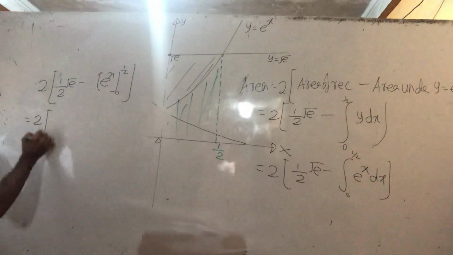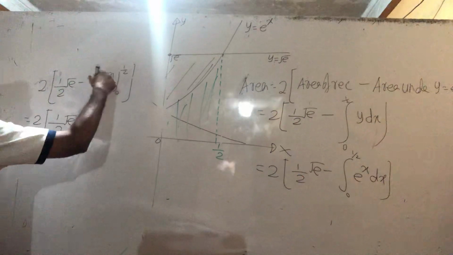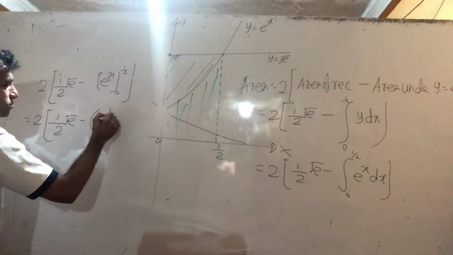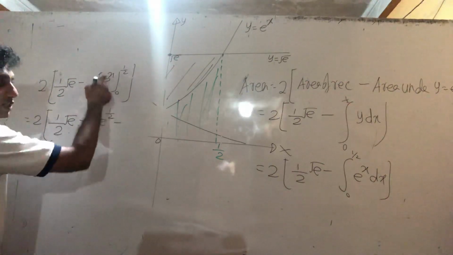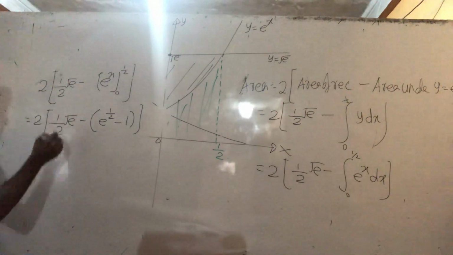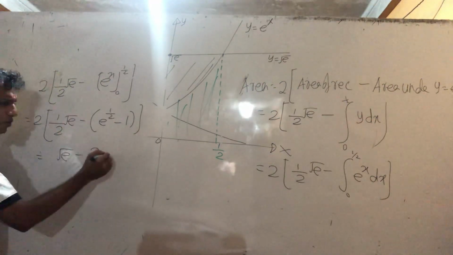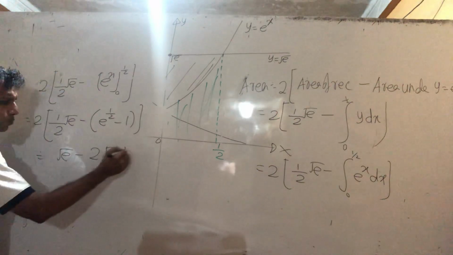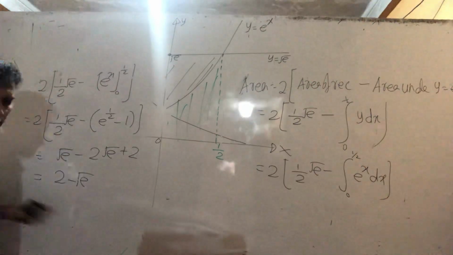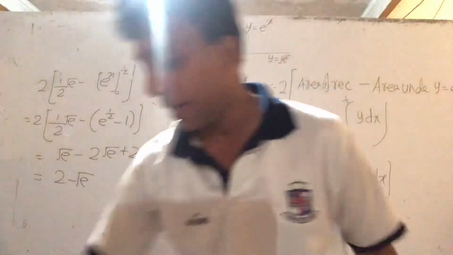2 into half square root e minus, upper limit minus lower limit. What is that? E to the power half, minus power 0 is 1. Now multiply by 2: 2 into half root e cancels, minus 2 root e, you know power half is also square root, no? Plus 2. So is it okay? 2 minus root e square units. Check the answer available: 2 minus root e square units. That's the question, problem number 8, right?